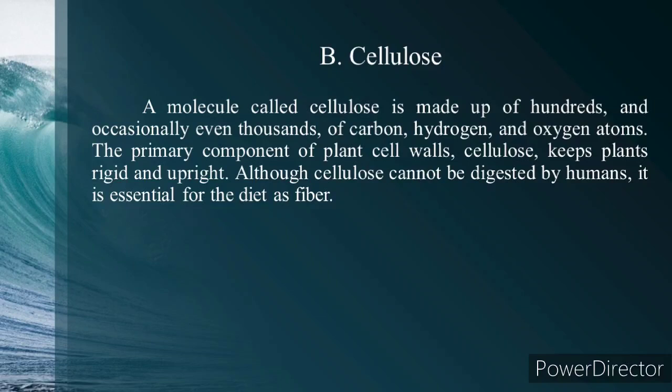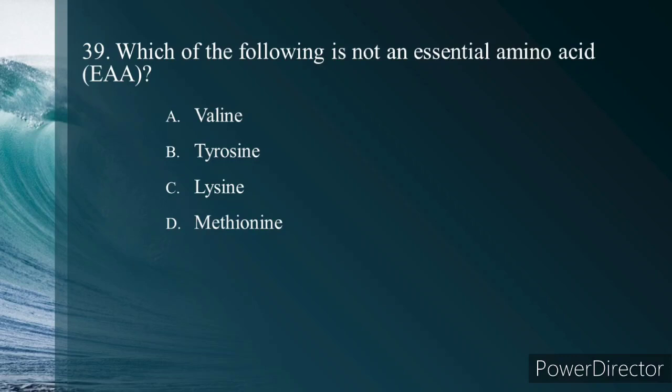Number 39. Which of the following is not an essential amino acid, EA? A. Valine. B. Tyrosine. C. Lysine. D. Methionine. The answer is B. Tyrosine.